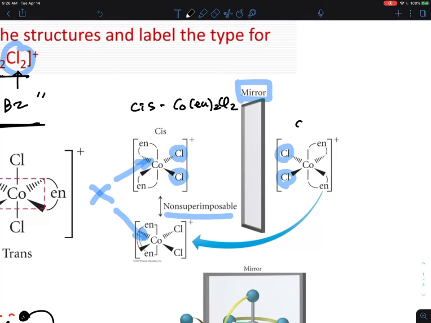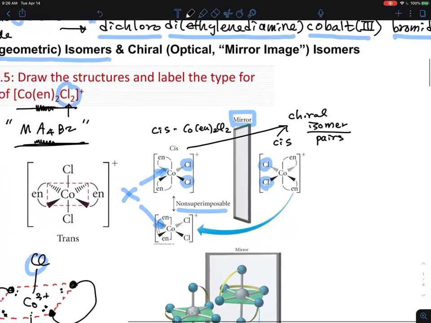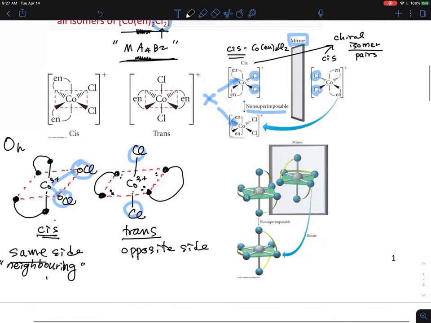This is a cis complex, and this cis complex, they are chiral isomer pairs. So therefore this cis isomer can have chiral isomers. Okay, so they can have chiral isomers.